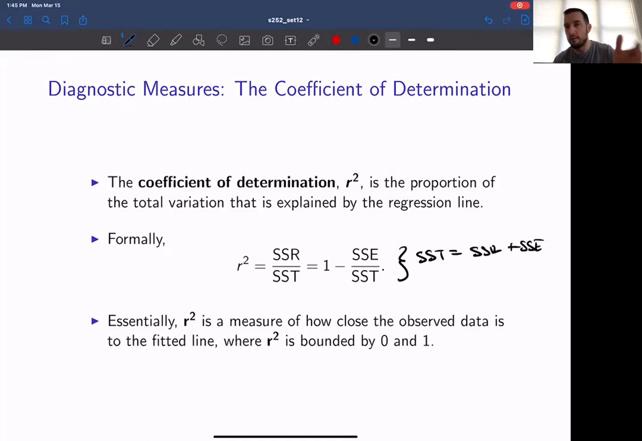And when it's close to 0, that means that the regression line is basically explaining no information about the data. So the fit is very poor, and probably we shouldn't have used a linear model in the first place. And if it's really close to 1, that basically means that every single point sits exactly on the fitted line.